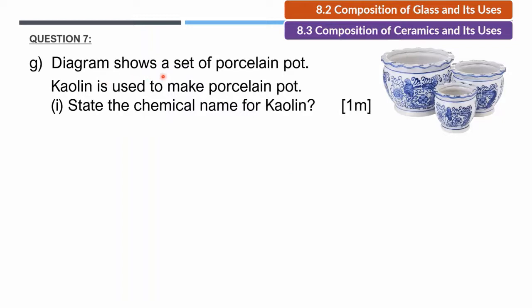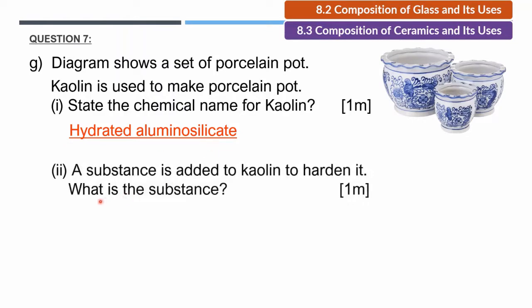G. Diagram shows a set of porcelain pots. Okay, diagram shown here. Kaolin is used to make porcelain pots. 1. State the chemical name for kaolin. 1 mark. So we need to give the chemical name. Answer: hydrated aluminosilicate. 2. A substance is added to kaolin to harden it. What is the substance? 1 mark. Answer: silica or silicon oxide or SiO2. Formula is accepted here.